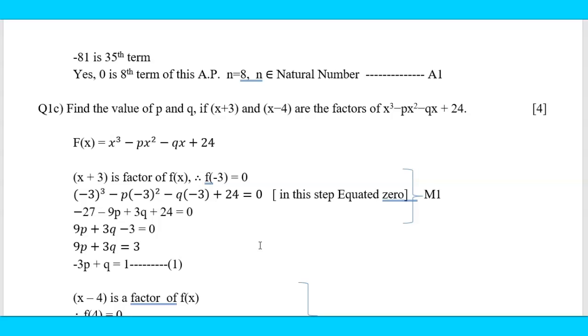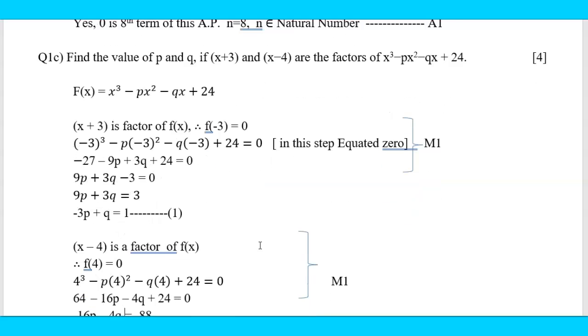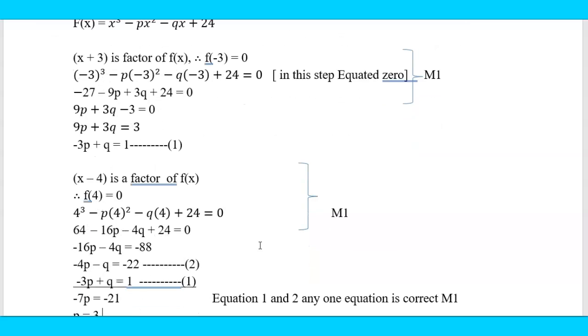After that, if you solve that, you will get equation number 1. And now x minus 4 is also a factor of this polynomial. So in this step also, after substituting x is equal to 4, it should be equated to 0. In the very first step only. After doing that, if you equate in the next step, then it is meaningless. So it should be equated in this step only. Then only you will get 1 mark.